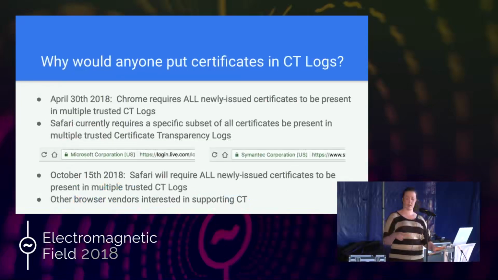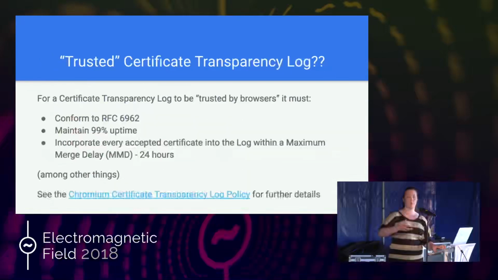So that's great. Now, on the previous slide, we had that these certificates have to be present in trusted certificate transparency logs. What do we mean by trusted? I said you don't have to trust them, so what does that mean? What trusted really means is that these are CT logs that are behaving correctly.